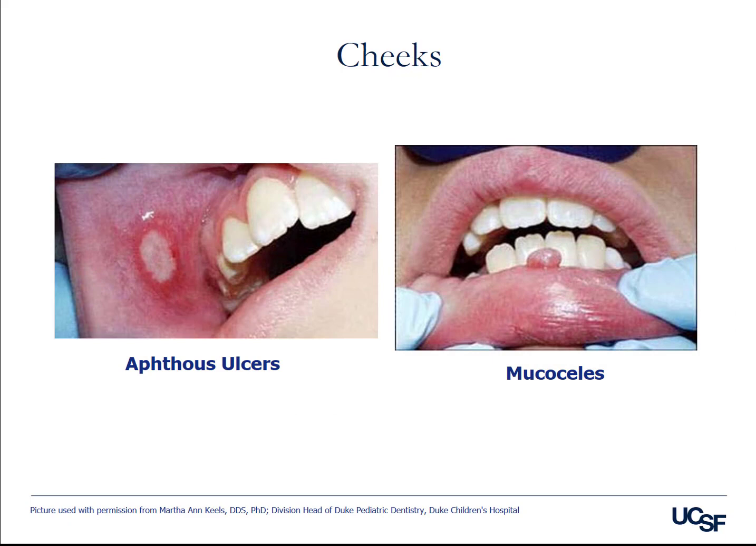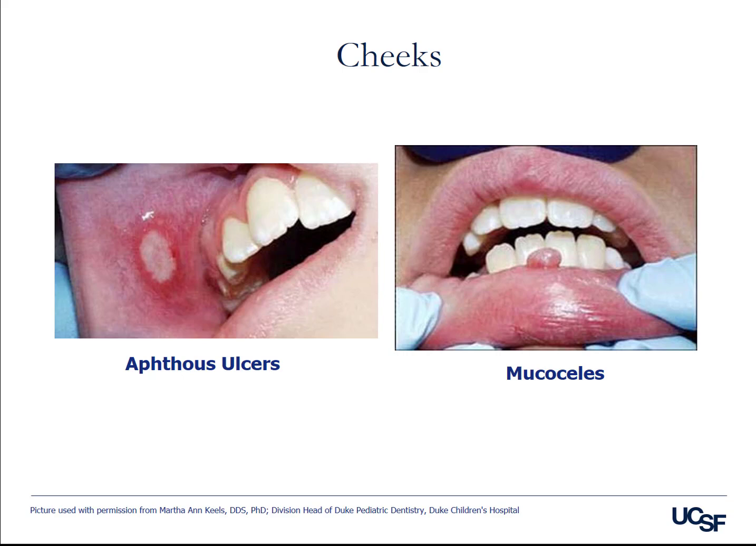Like the lips, the cheeks are muscle covered with skin on the outside and mucous membrane on the inside. The examination of the oral mucosa is very important in infants and toddlers to assess viral and bacterial infection. For example, this is a lesion of an aphthous ulcer. This is another example, a mucocele. A mucocele is like a mucus plug on the salivary gland. It occurs commonly among children.